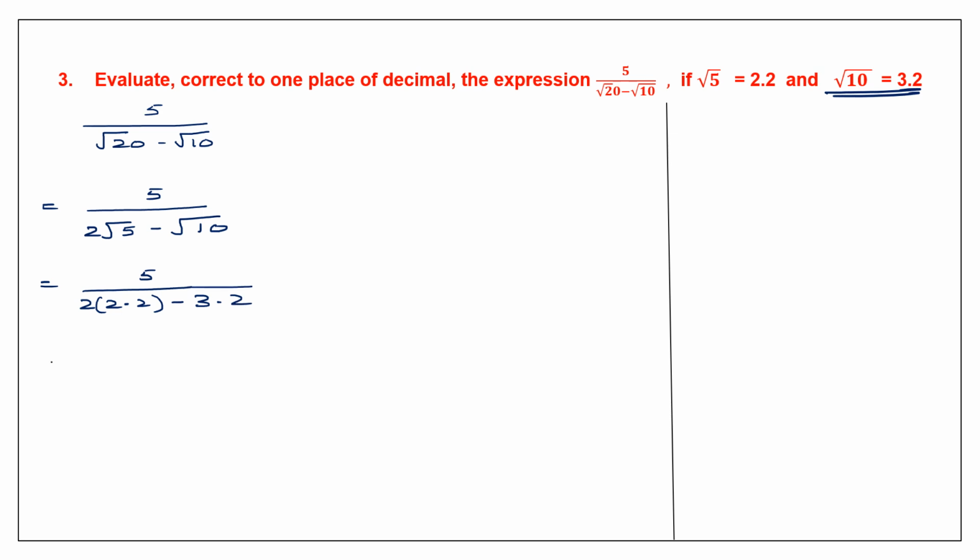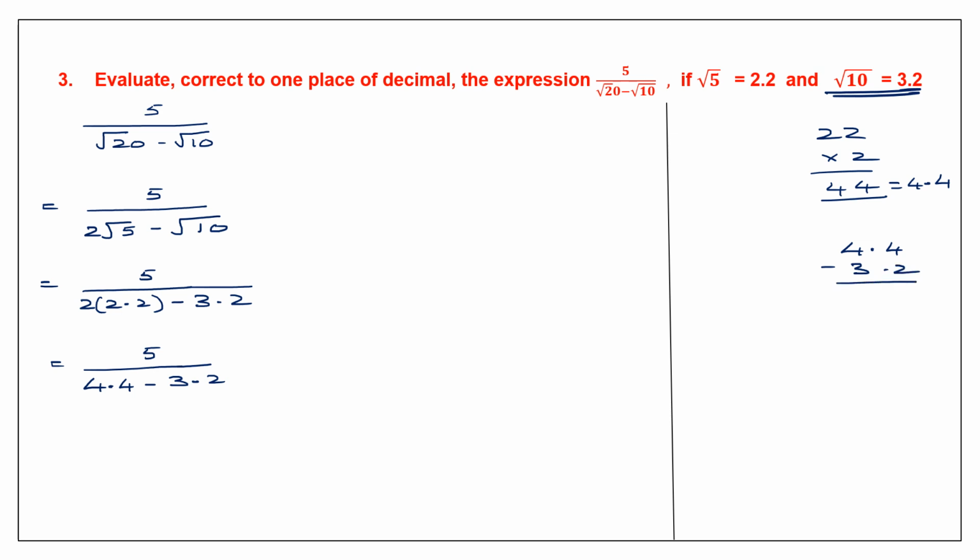The numerator remains as it is. We're going to simplify the denominator. First we have 2 into 2.2. So 2.2 means 22 into 2. 2 2's are 4, 2 2's are 4. Now when we put the point, it becomes 4.4. So here we have 4.4 minus 3.2. Now let's do that subtraction also. So 4.4 minus 3.2 is 1.2.